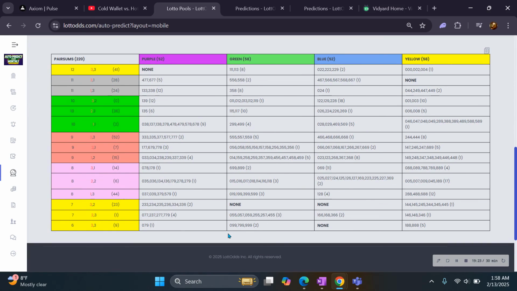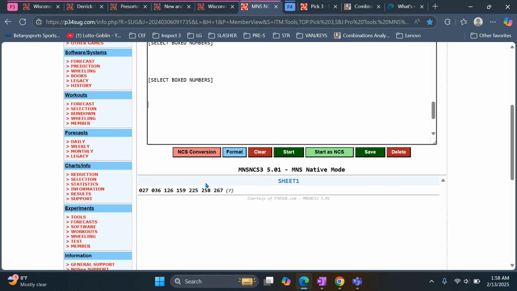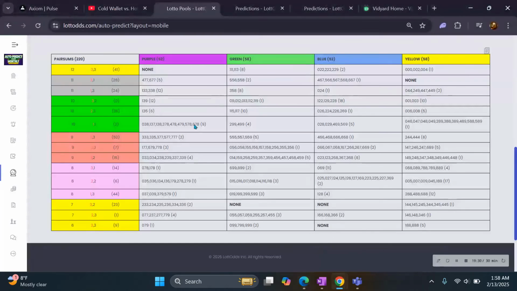I'm really trying to see if there's any of these numbers I had. Well, we got 159 and 225. So I don't have any of those for that. There's the 258, but that's in a green.